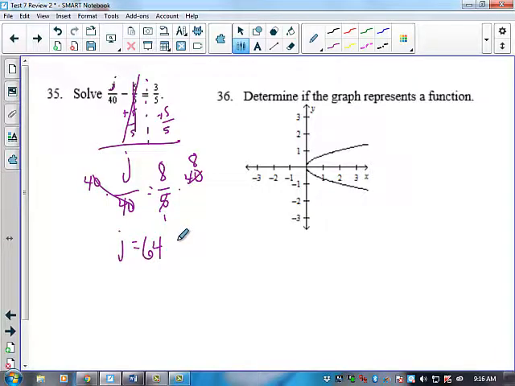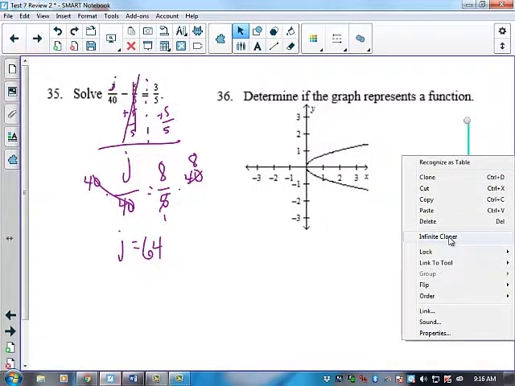Okay, on 36, if we want to determine whether it represents a function, we use the vertical line test. That is that I can drop a vertical line at any point on the graph, and it should only hit the function one time.